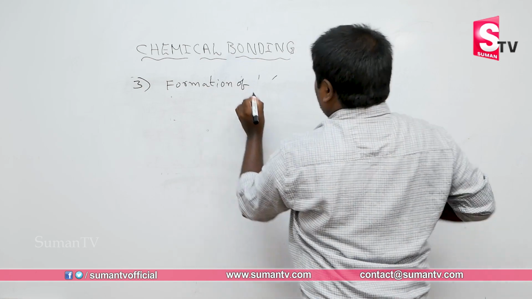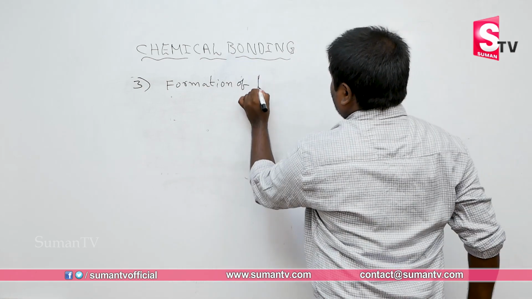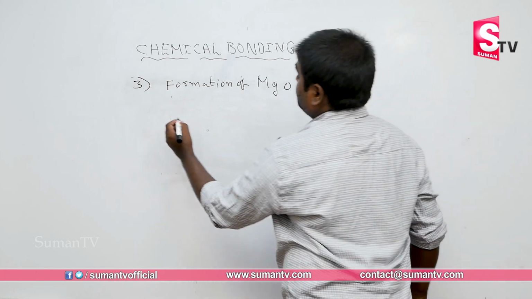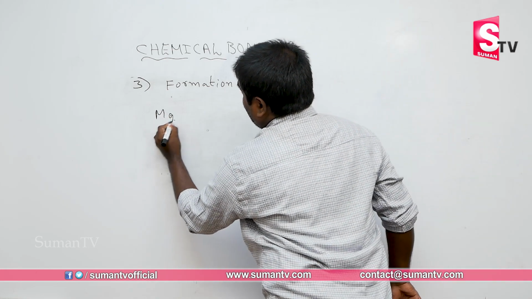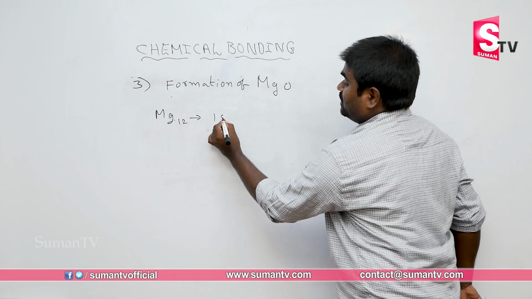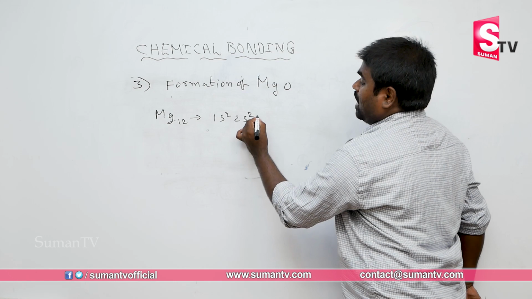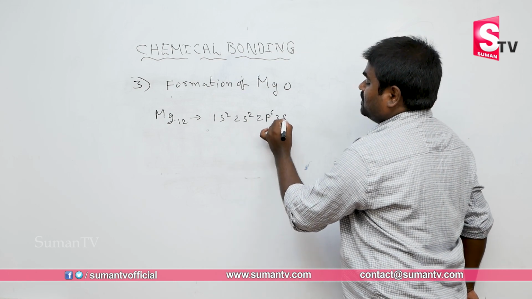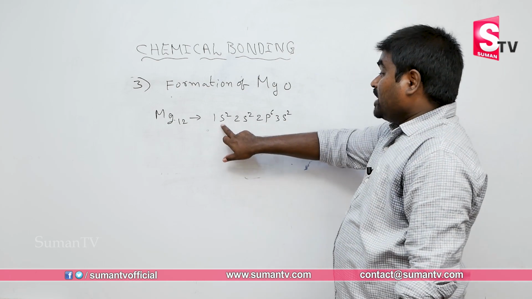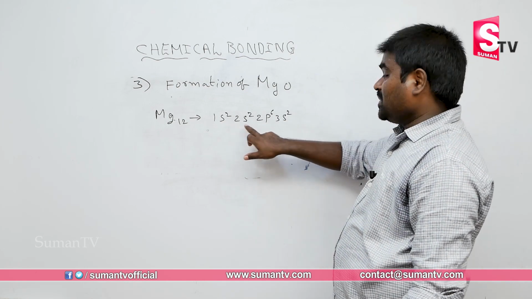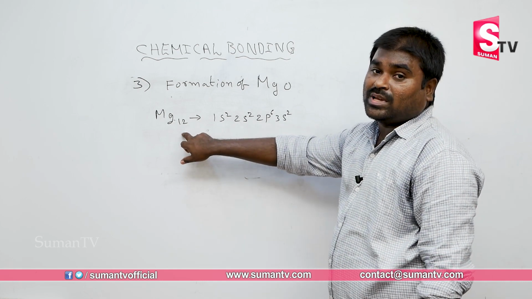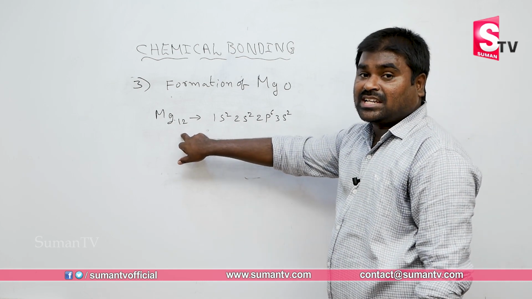Formation of magnesium oxide. Check it, children. Magnesium is atomic number 12. The electronic configuration is 1s2, 2s2, 2p6 and 3s2. Yes, 1s2, 2s2, 2p6 and 3s2 is the magnesium atom's electronic configuration.